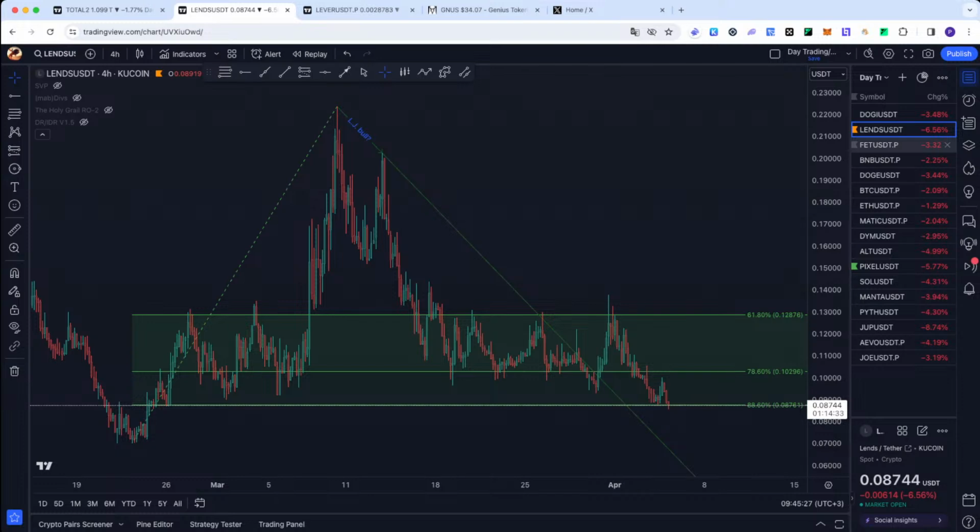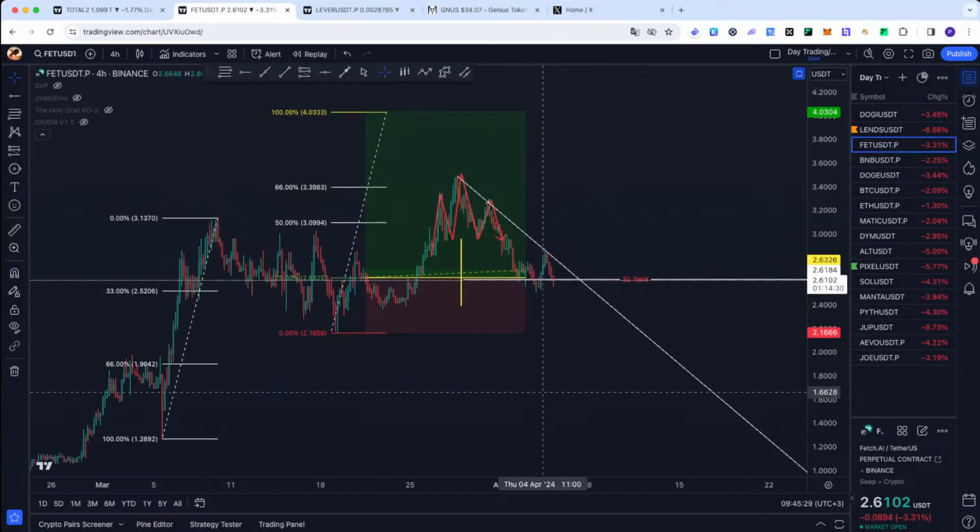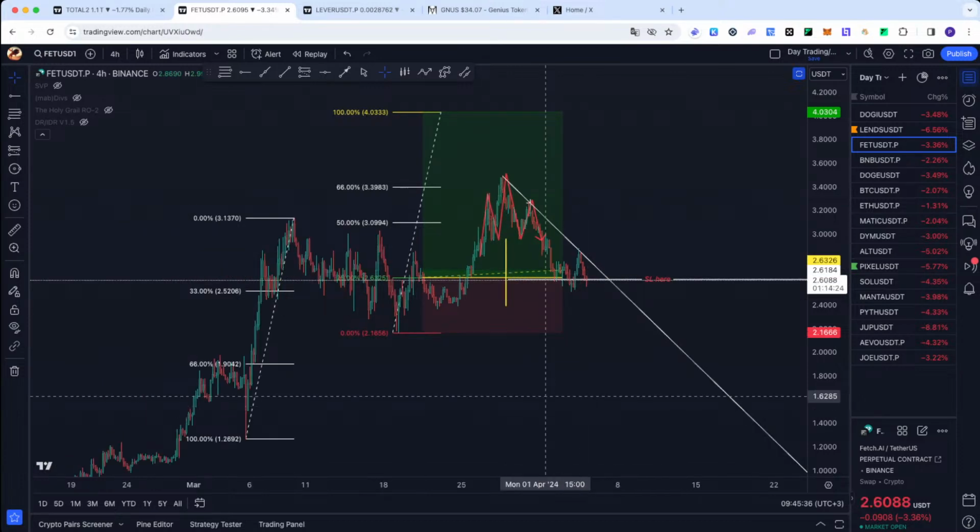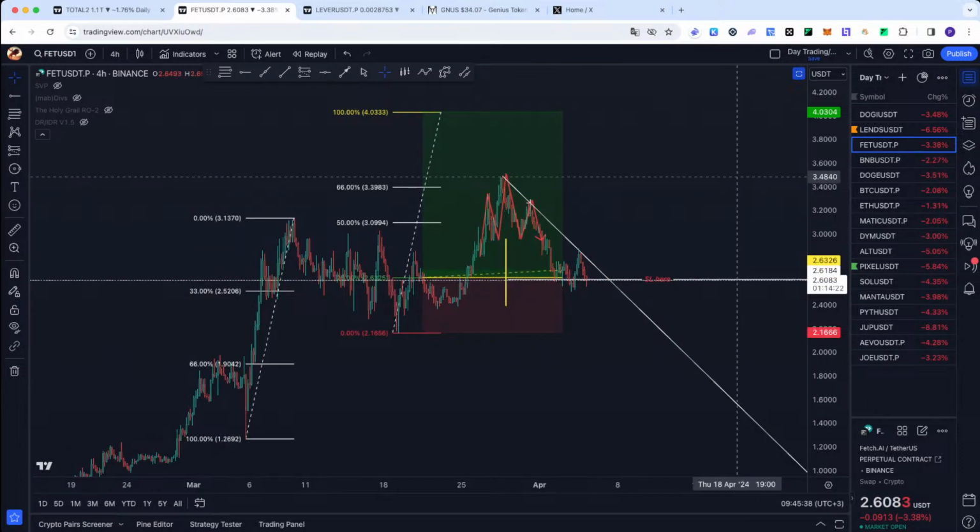FET. Well, stop loss here, stop loss hit, nothing I can do here. I'll wait. Maybe I should redraw and rethink everything. I'll do it in the London session with the VIP guys. But no setup yet. BNB.